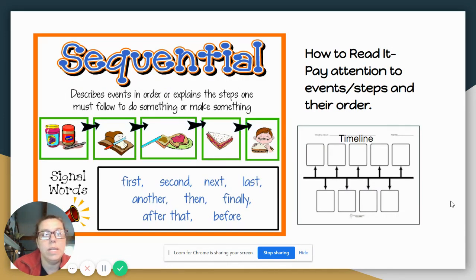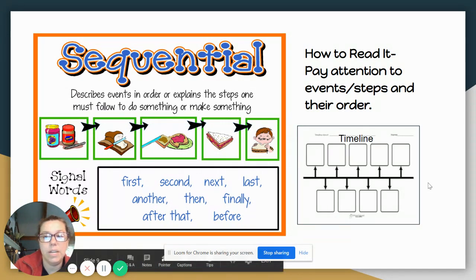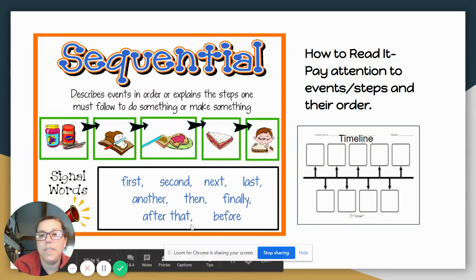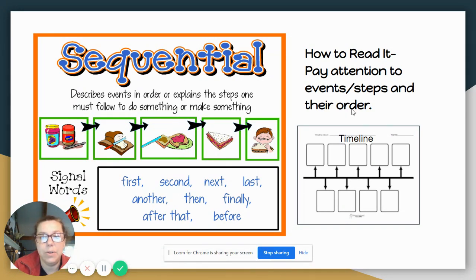All right, this one is sequence, also called order or chronological. Chronological would have more to do with this timeline over here. It's things in time order. This describes events in order or explains steps one must follow to do something or make something. Here, I think we're giving this example of making a peanut butter and jelly sandwich. Keywords that you would often see are first, second, next, before, after that. When you read this, you need to pay attention to the events and the steps in their order. The writer has put them in there for a reason.